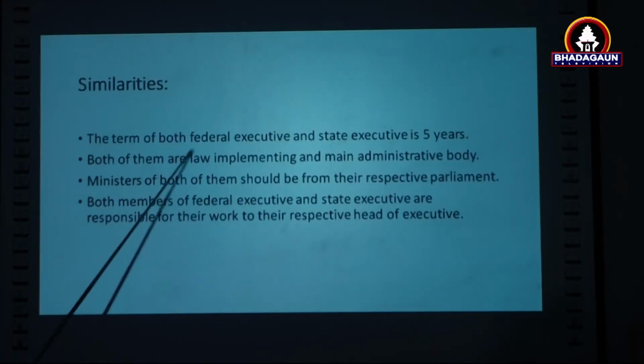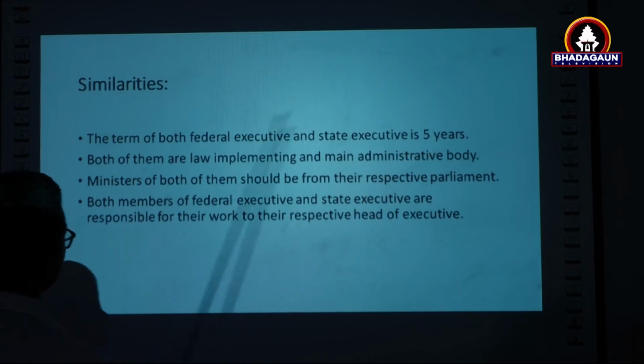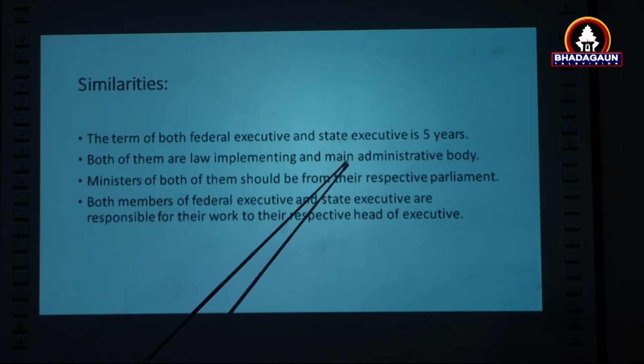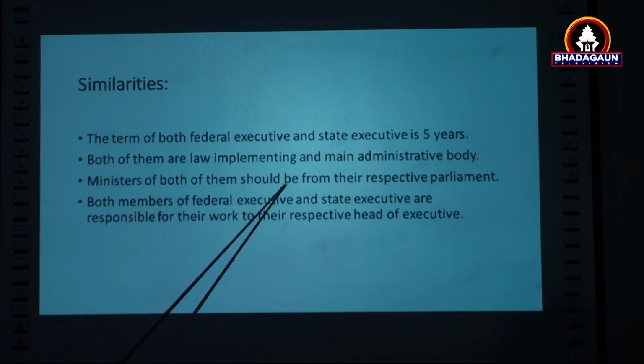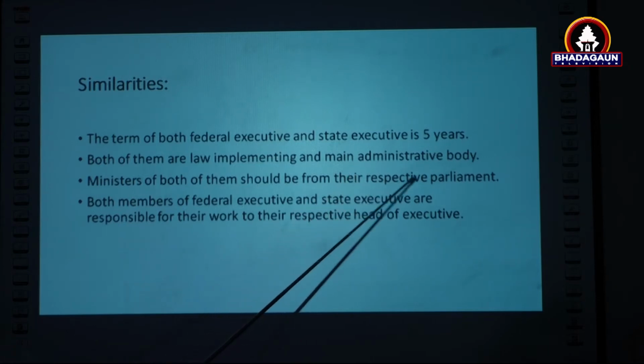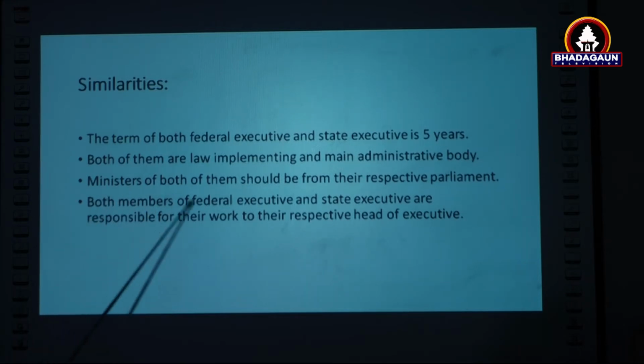And in the same way, similarities like before. The term of both executive and state executive is 5 years. Both of them are law implementing and main administrative body, and ministers of both of them should be from their respective parliaments. Are you understanding or not? Ministers of both of them should be from their respective parliament. आफ्नै पार्लियामेन्टबाट नै तिनीहरूले प्रतिनिधित्व गरेको हुनुपर्छ मन्त्री बन्नको लागि.